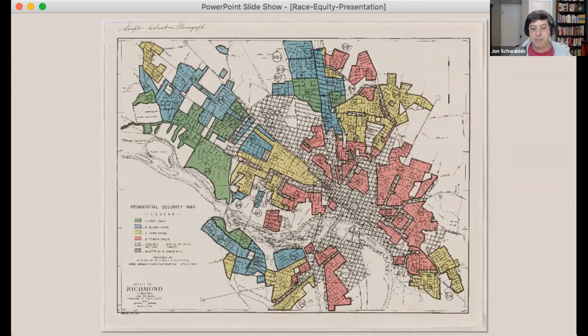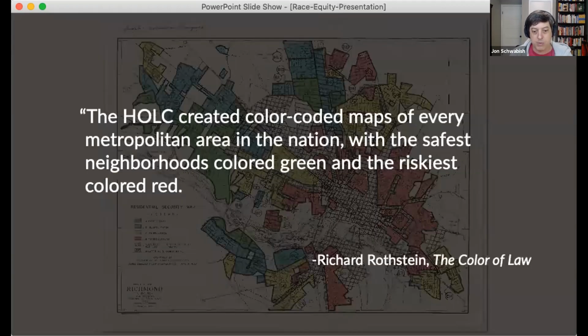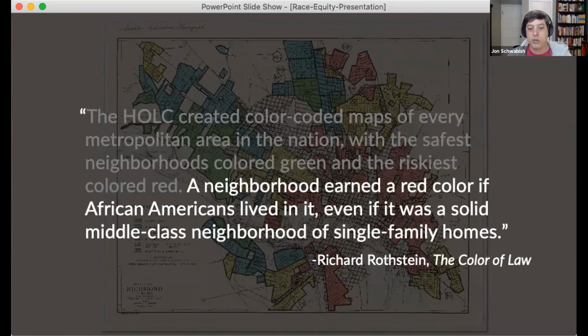This is a map of the city of Richmond, developed by the Home Owners' Loan Corporation in the early part of the 20th century. The HOLC was responsible for assessing mortgage risk in metropolitan areas around the country. And I'm going to show you a quote from Richard Rothstein's book, The Color of Law. Rothstein writes that the HOLC created these color-coded maps of every metro area in the nation, with the safest neighborhoods colored green and the riskiest areas colored red. And he continues that a neighborhood earned a red color if African Americans lived in it, even if it was a solid middle-class neighborhood of single-family homes.